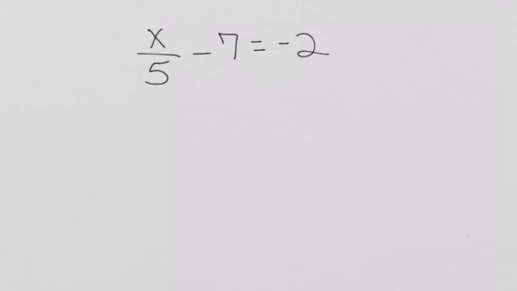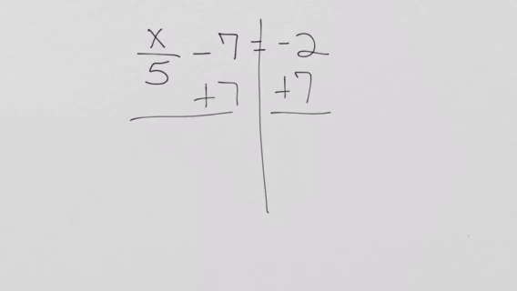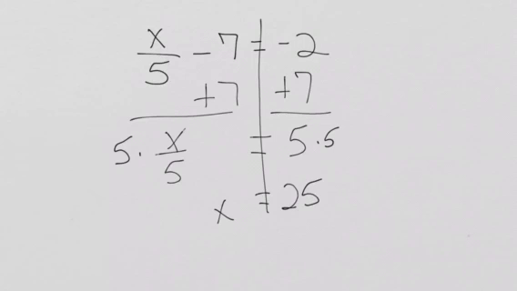And for our last problem, similar to the one before, in this case, they subtracted 7, so we will add 7 to both sides, and we'll get x over 5 equals, well, that's going to be positive 5. Now, if this is x divided by 5, that means I have to multiply both sides by 5, and x equals 25. And that looks to be the right answer.